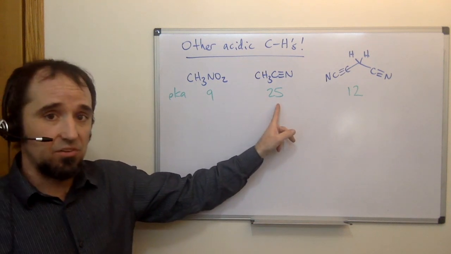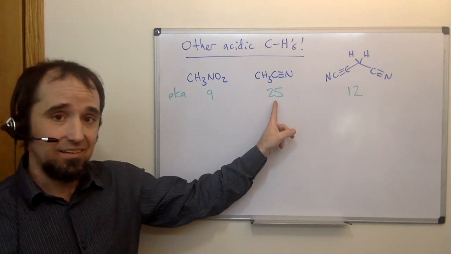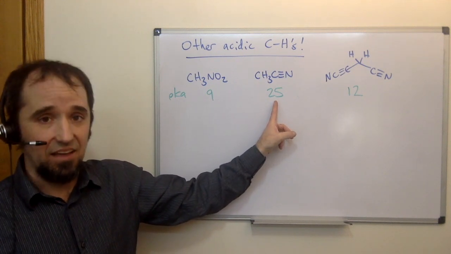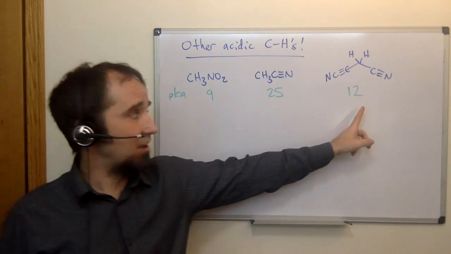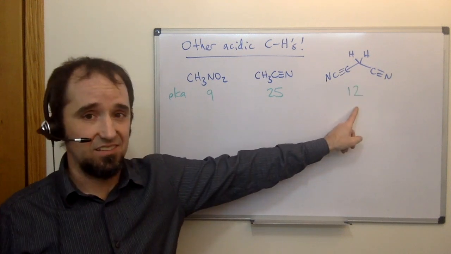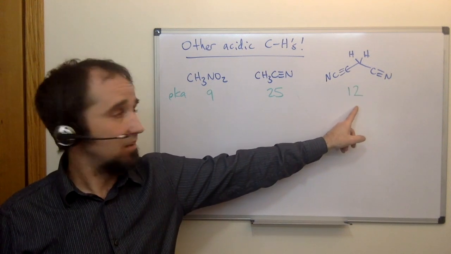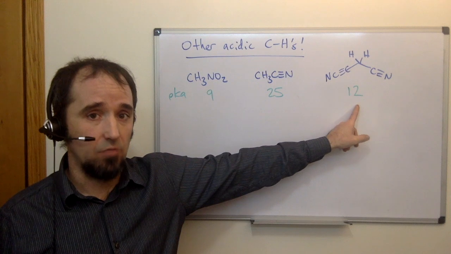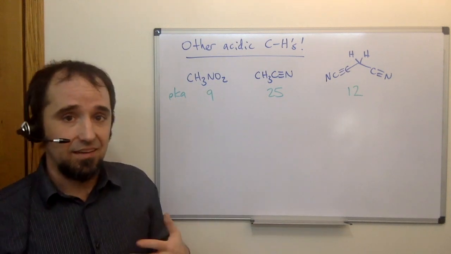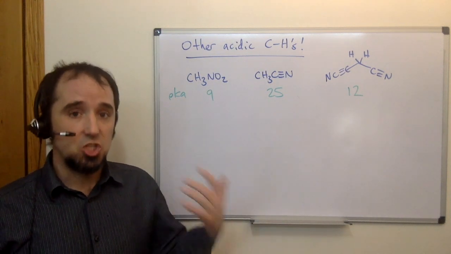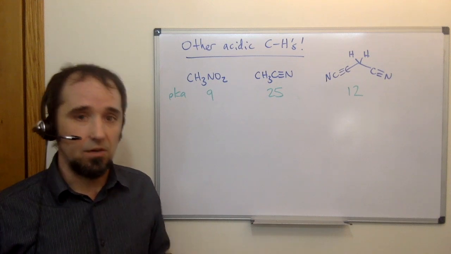Acetonitrile is a pretty stable solvent, but it is slightly acidic, about as acidic as an ester. And if I put 2 cyano groups bridging this thing, I think this is called malononitrile, this is quite acidic, pKa of 12.